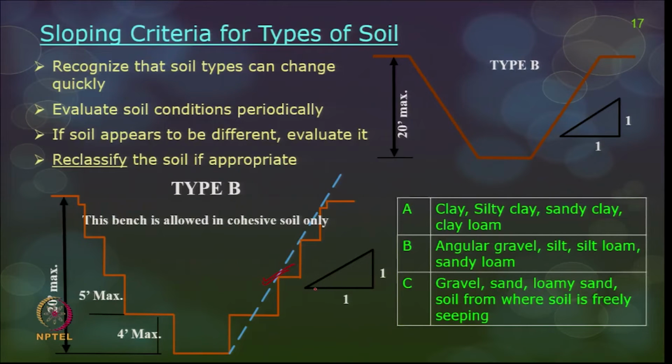For type B soil, you have to maintain 1:1. So, this is 1 and this is 1. This is how the benching looks.